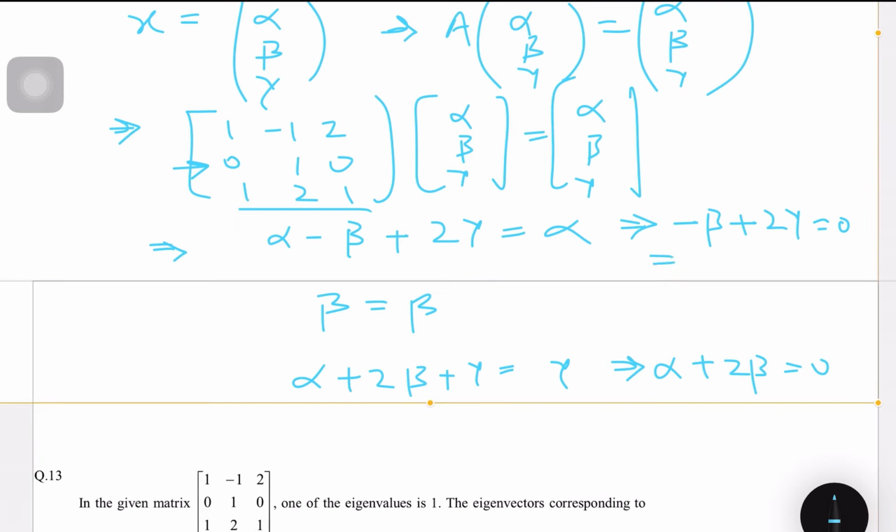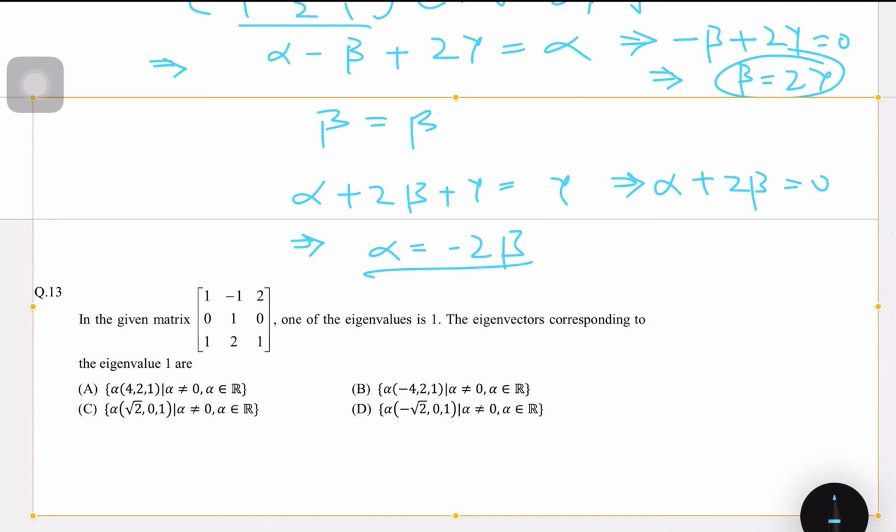Now from here you are getting that beta is equal to 2 gamma, and from here that alpha is equal to minus 2 beta. Now using both of these, you can solve this. So you will get minus 2 beta, that means minus 4 gamma, right? So we have got our vectors. We have that alpha is minus 4 gamma. Putting back the values, we get minus 4 gamma, and our beta was 2 gamma, and gamma is gamma, right?